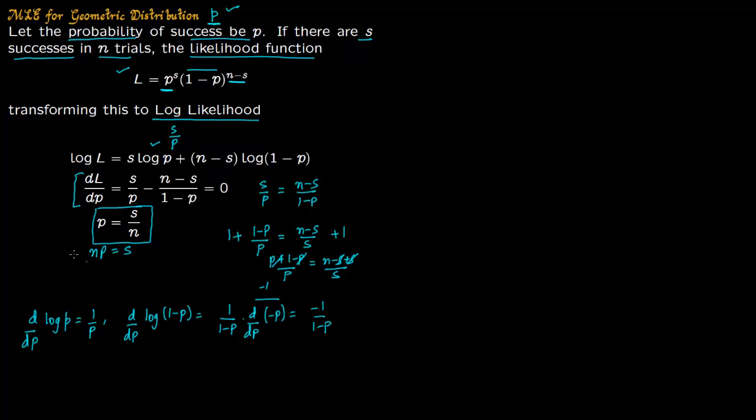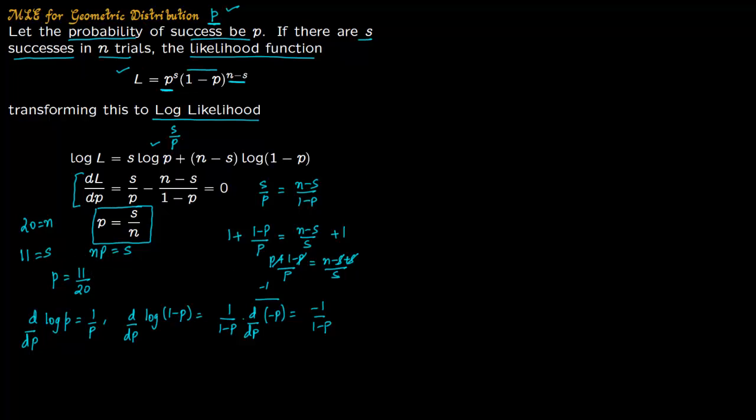For example, if you carry out 20 trials and you had 11 successes, then p will be equal to 11 by 20. So this is the number of trials, this is the number of successes. So this is the estimator in geometric distribution.